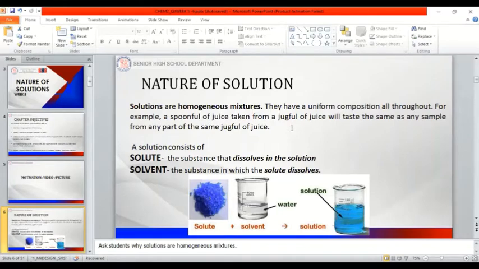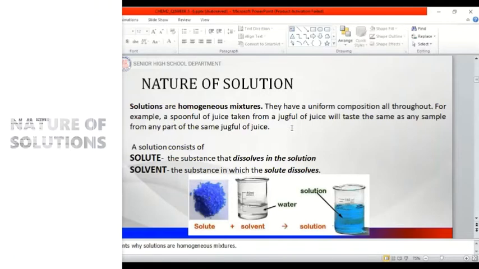In our example, we have here, I think, methylene blue. It's the one which is being dissolved in water. So we have the water as the solvent. As we combine those two substances, it becomes a solution. And if you look at the solution, you can no longer separate the two because it has become a mixture.